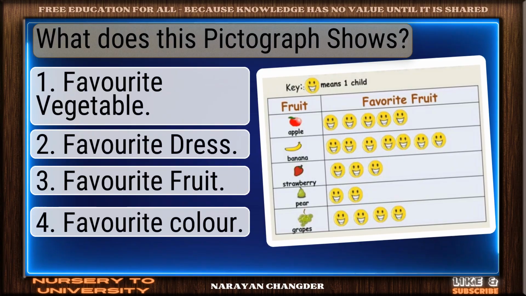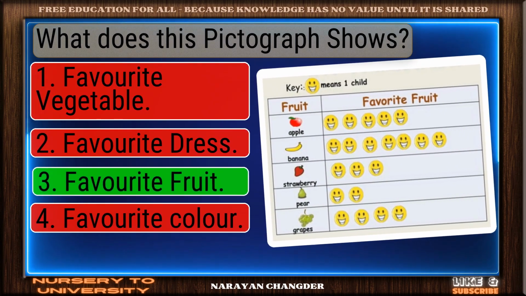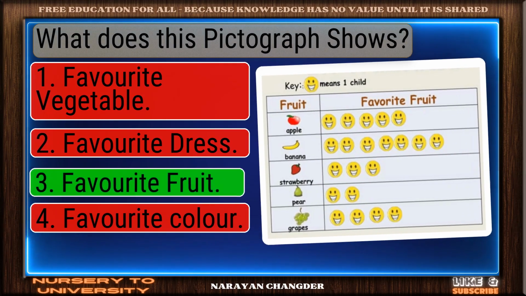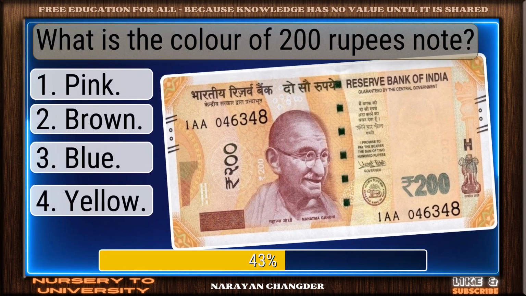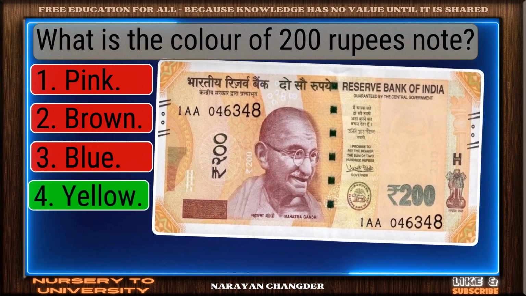What does this pictograph show? Great thinking. Favorite fruit is the right choice. What is the color of the 200 rupees note? On track. Yellow is the correct answer.